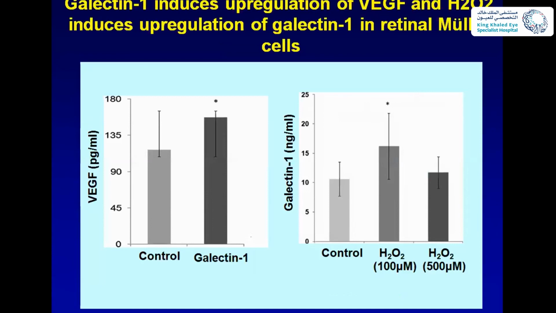In Muller cells, because nowadays the Muller cell is very important, as important as any other cell. In the Muller cell also, when we treat with the hypoxic condition or treat with galectin, then the VEGF level is increased. And with hydrogen peroxide, which is oxidative stress, the level of galectin 1 is increased in the retinal Muller cells.